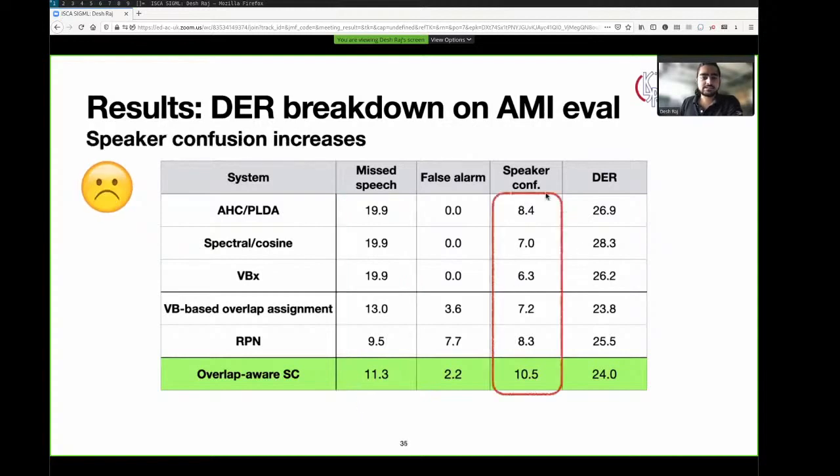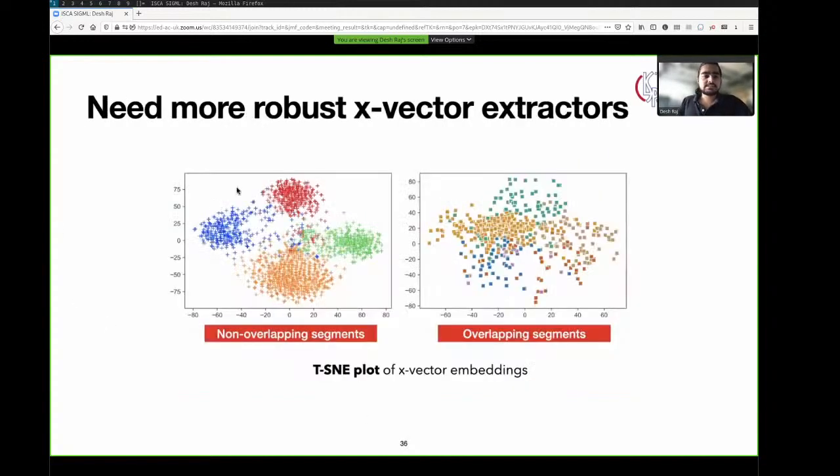Of course, there is an increase in the speaker confusion because we are doing worse on assigning the overlapping segments to the correct speakers. This is probably because the X vector extractor is not robust enough. The X vector extractors, the embedding extractors, are usually trained on single speaker audio, so they've never really seen overlapping speech or anything of that sort. While they look fairly separable on non-overlapping segments, on the overlapping segments, they are all over the place.